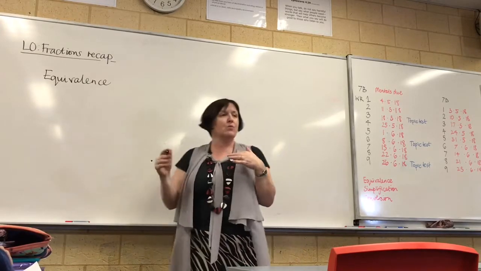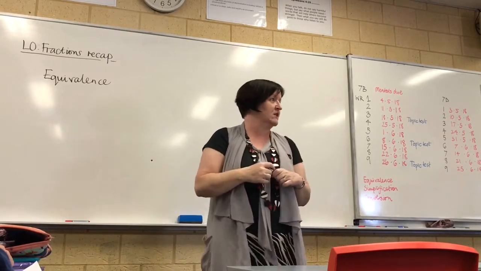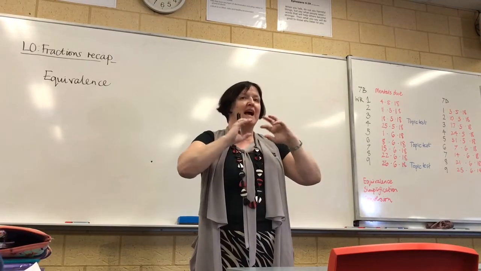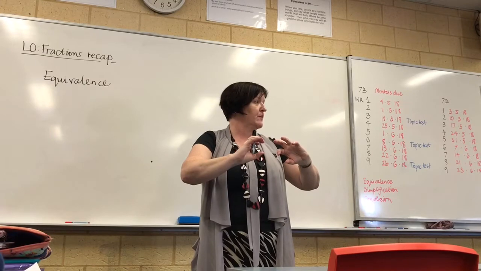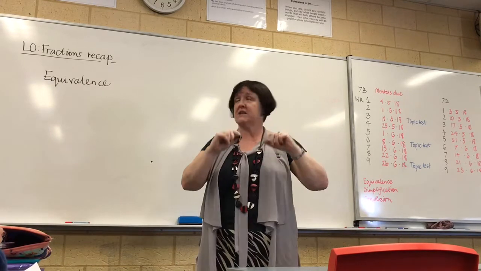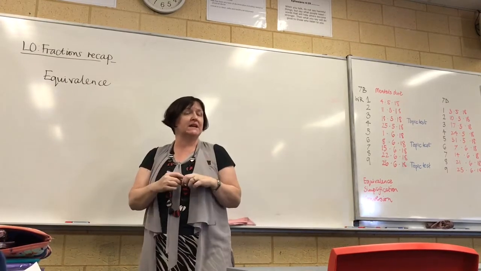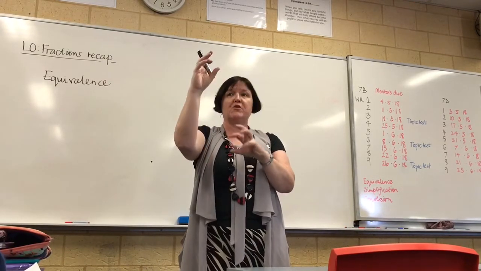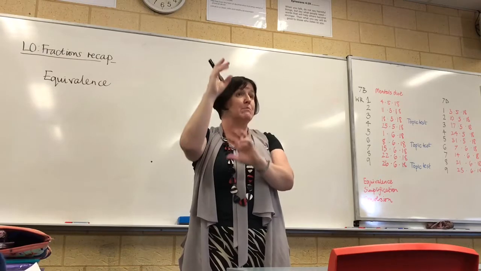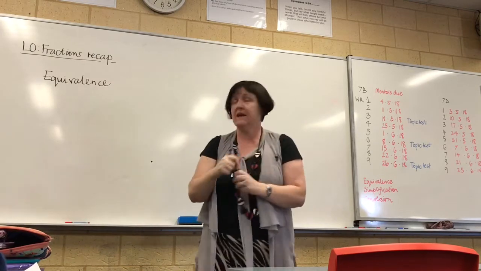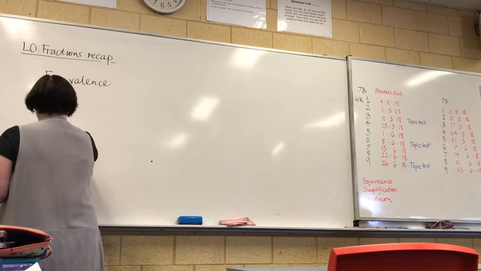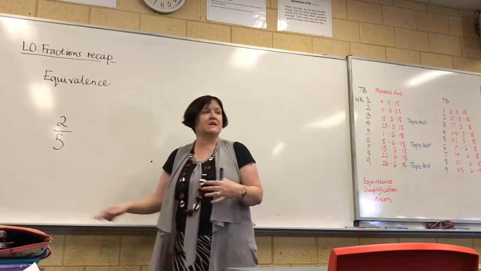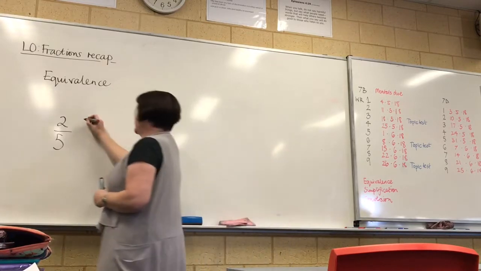Okay? So when we look for equivalent fractions, what we need to look for is we look at the numerator and the denominator. I hope you're writing all this down and thinking about it. The numerator and the denominator, and we have to make sure that in the new fraction, the numerator and the denominator are in the same proportion. Okay? So let's start with something like 2/5. And we're going to write some equivalent fractions to 2/5.